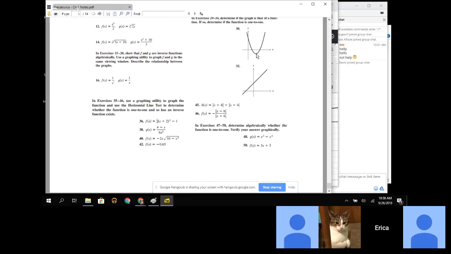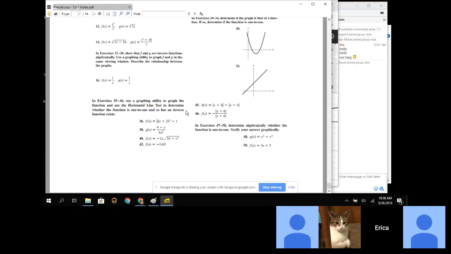Is number 30 a function? I say yes, that's a function. Is the inverse a function? That I don't know because I don't have that data there, right? What about number 32? Definitely a function, right? Okay, so then let's skip down a little bit.